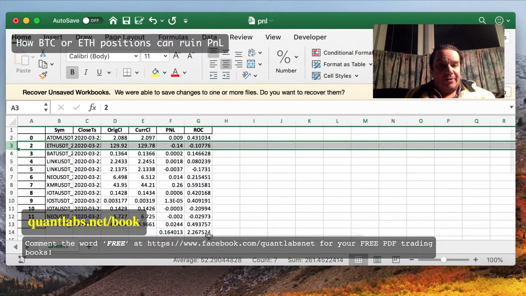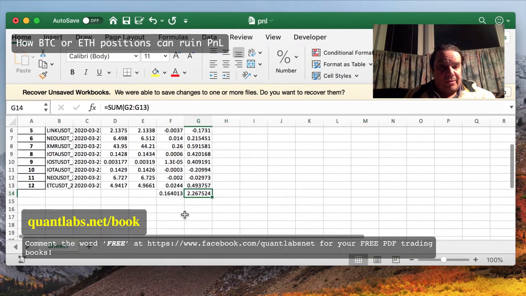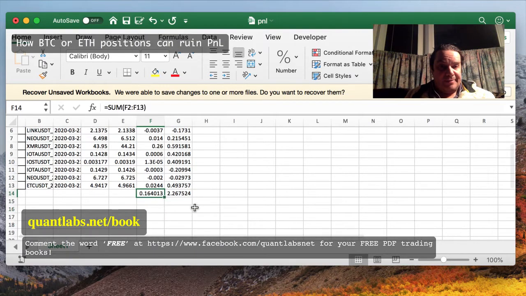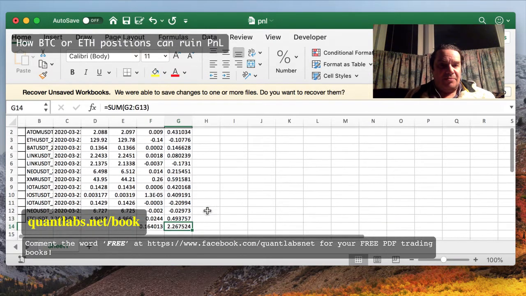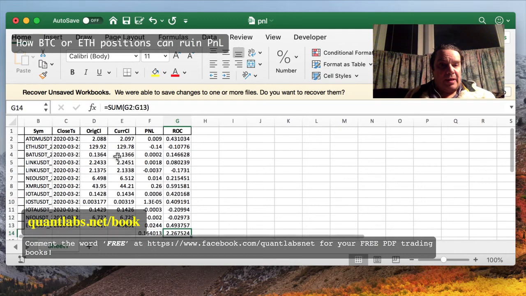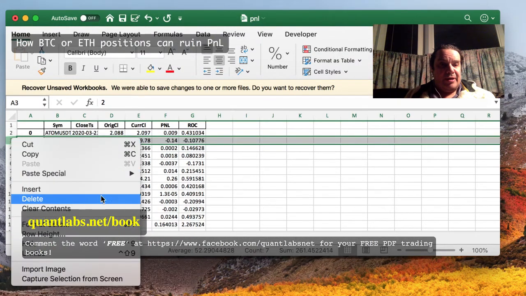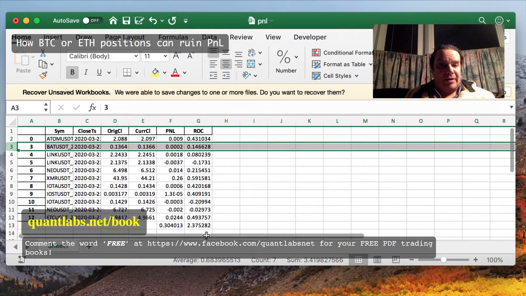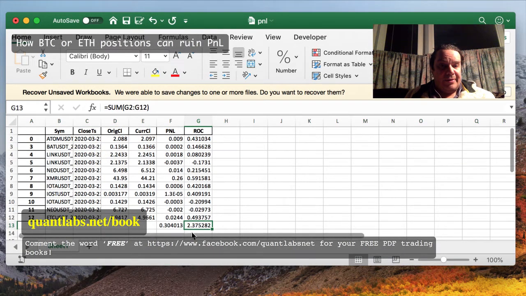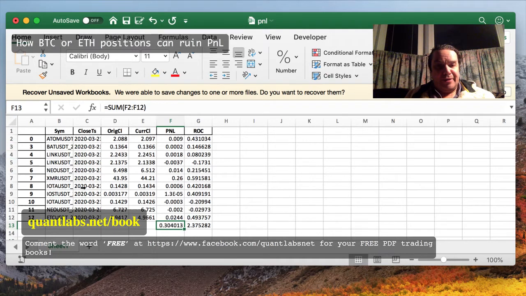You can see here now we have a positive P&L, and the rate of change is much better. And if I took out even this one, the last one gets better at 2.37, and the P&L is a little higher at 30 cents. Not much, but better than negative, whatever it was, negative 96 cents.